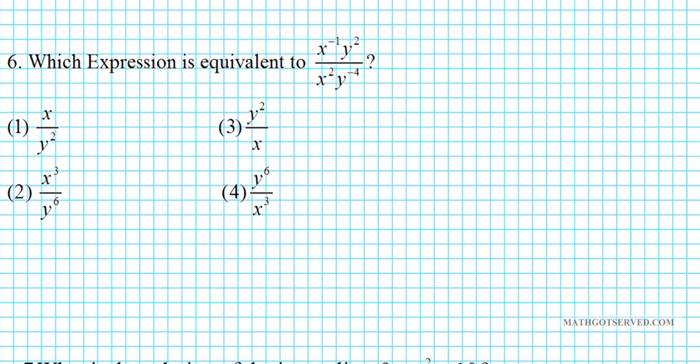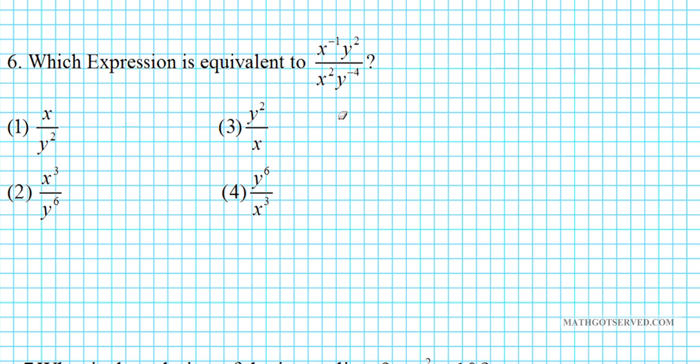It says, which expression is equivalent to x to the negative 1 y squared over x squared over y times y to the negative fourth. Okay, so you want to remember that any term with a negative exponent may be reciprocated. So this term has a negative exponent, this term also. So this term could be reciprocated to the denominator, and this term could be reciprocated to the numerator. So let's keep that in mind. Okay, that's known as the reciprocal property of exponents.